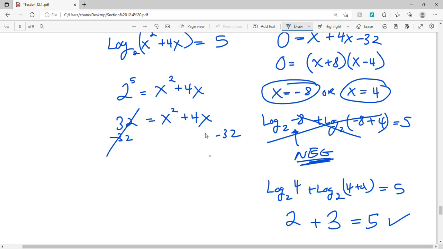Log base 4 is equal to 2. And log base 2 of 8 is equal to 3. So this is in fact a true statement, which means we only got one good solution, and that is 4. We have to throw out x equals negative 8. That doesn't work.